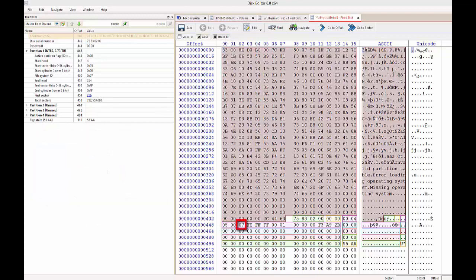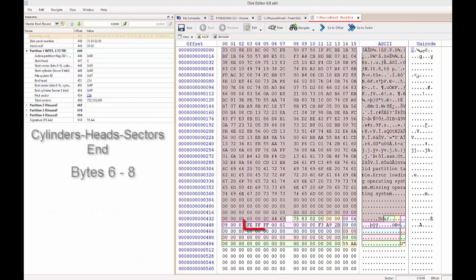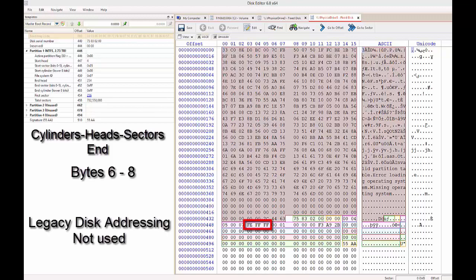The fifth byte of the partition entry is the file system ID. This field identifies the type of file system that the operating system is using to manage files and folders on the disk. The example that you see here shows a hex value of 07. This means that the file system could be NTFS, HPFS, or exFAT. Another value that you might find in this field is 0B in hexadecimal, which is FAT32, the file system that was used with Windows 98. Bytes 6, 7, and 8 refer to the end head, end sector, and end cylinder. Like bytes 2 through 4, these fields are maintained to accommodate legacy media.